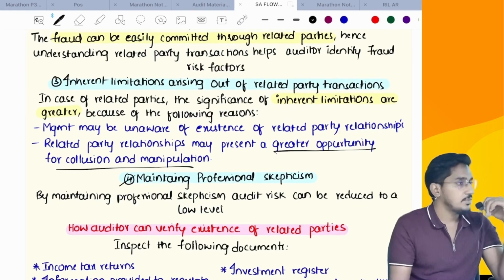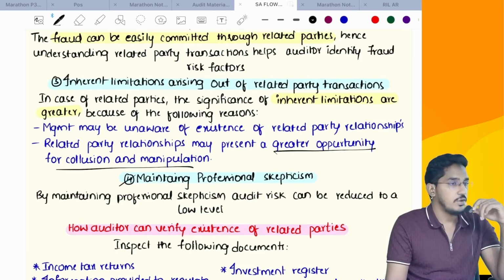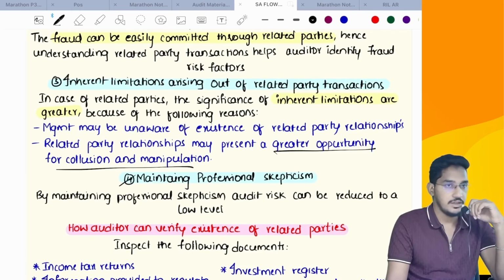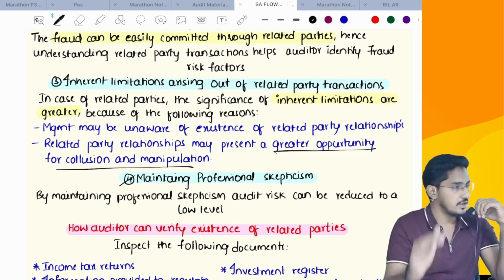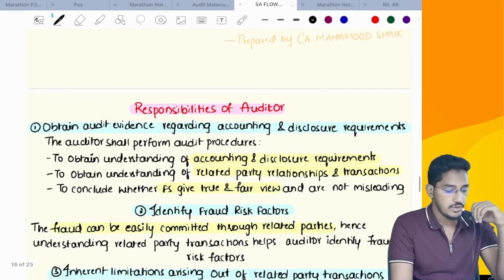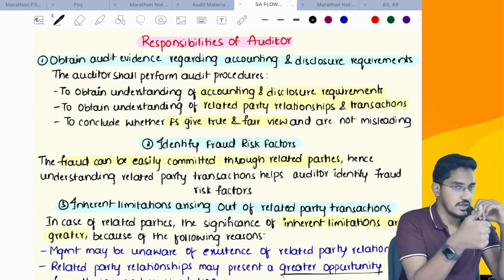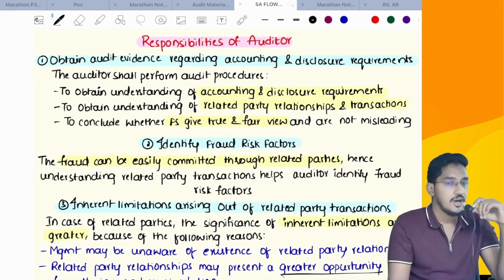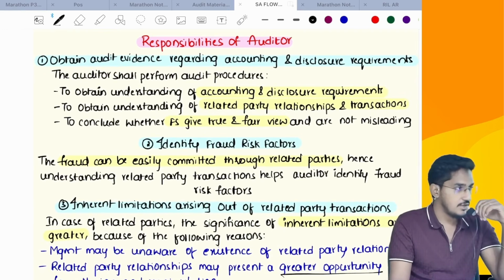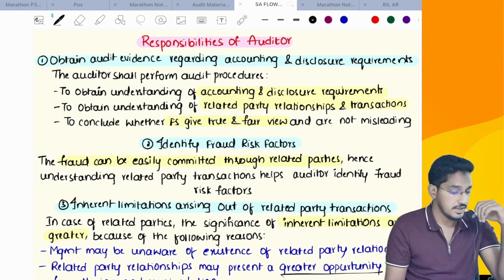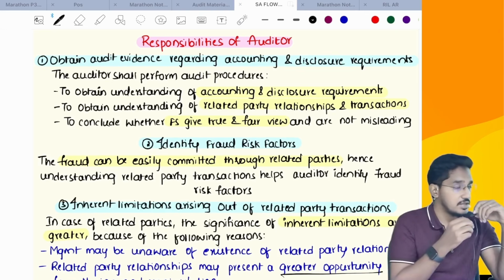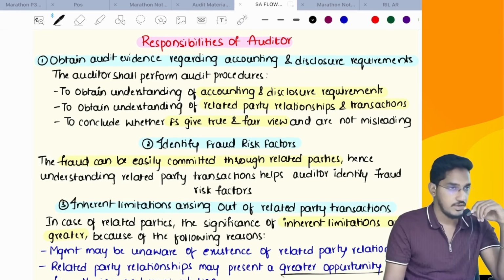Then you have to maintain professional skepticism. If you want to overcome all these problems, all these headaches, one thing you can do is maintain professional skepticism. You have to maintain that attitude of a questioning mind. To some extent, you can reduce your risk. So when we talk about auditors' responsibilities, they have told four things. Number one, you need to obtain audit evidence regarding accounting and disclosure requirements. To do that, first you should obtain an understanding of accounting and disclosure requirements. You should obtain an understanding of related party relationships and transactions, and also you should make sure that financial statements give a true and fair view and are not misleading.